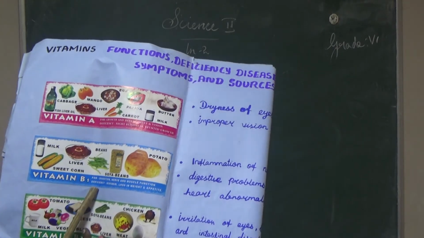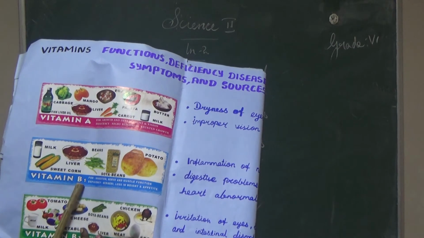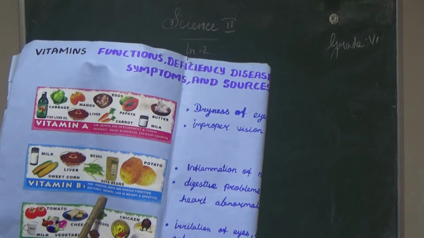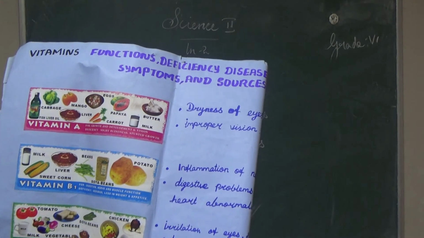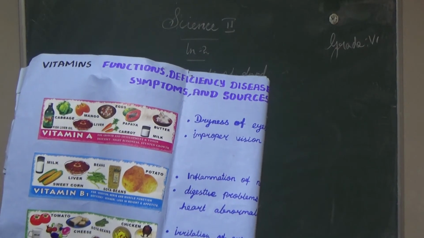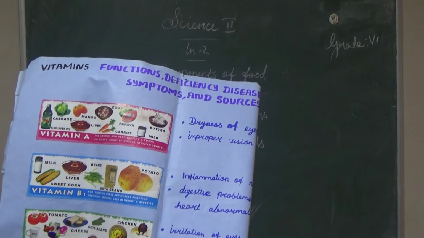What is the deficiency of this vitamin B1? Lack of vitamin B1 in our diet leads to which disease? Beriberi. Beriberi means inflammation of nerves, digestive problems and heart abnormalities. What are the symptoms of beriberi? Inflammation of nerves, and heart abnormalities also happen.